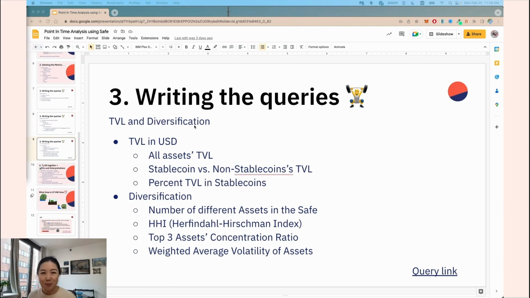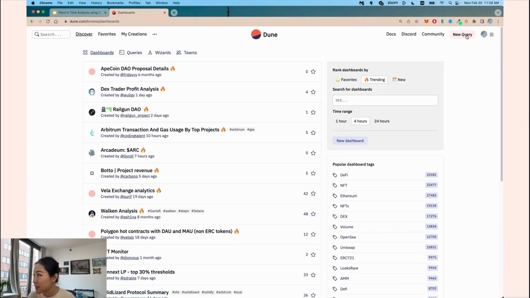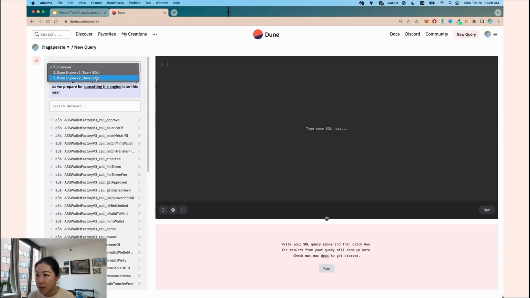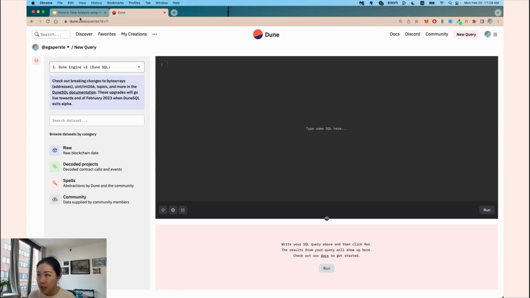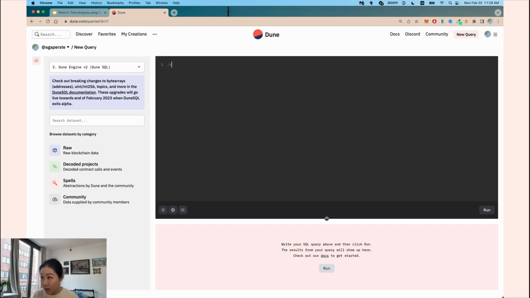With that, let's get started with our SQL workout today. Okay, so going to Dune.com, going to start a new query, going to go to the Dune SQL engine, and then we'll just copy paste the metrics that we want to grab. And on the other side, starting my commenting block per usual, in terms of total value locked in USD: all assets total value locked, stable coins versus non-stable coins total value locked, and then the percent of total value locked in stable coin.